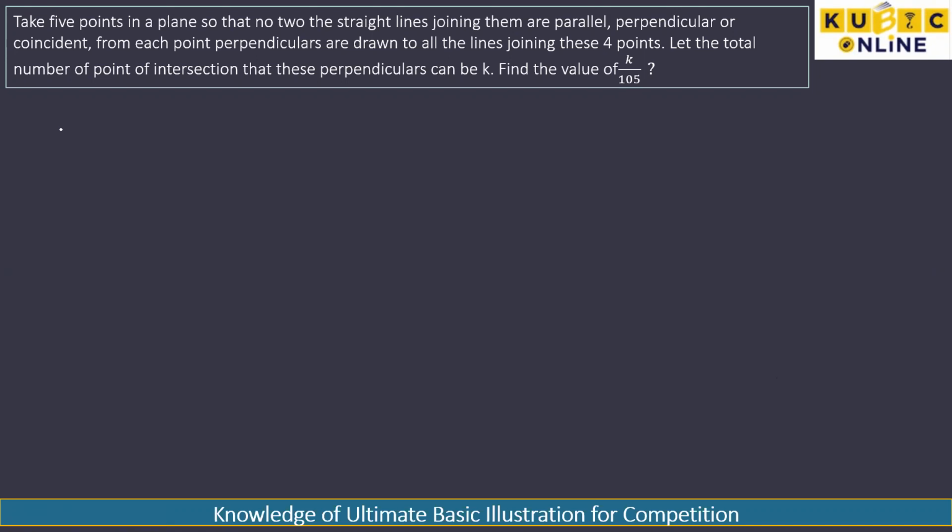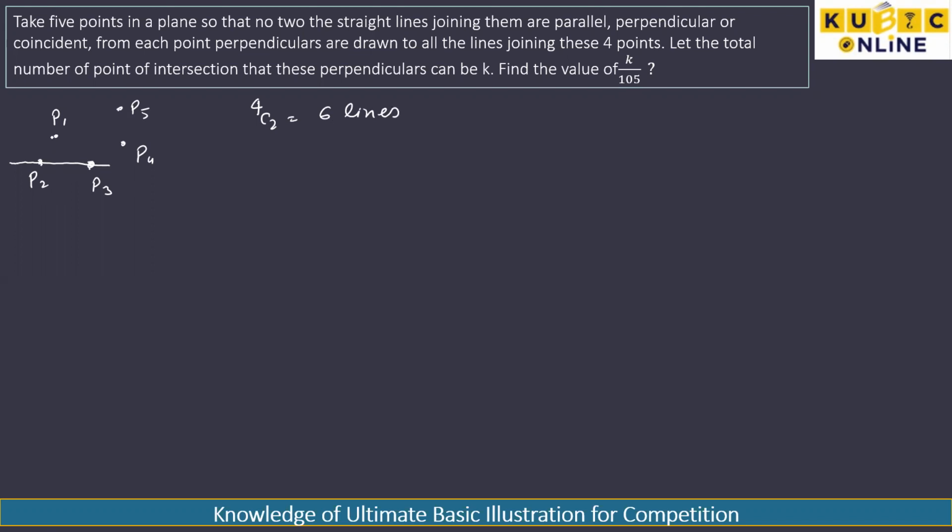Let us say that the 5 points will be P1, P2, P3, P4 and P5. So we have to find the total number of points of intersection of altitudes. So we can get this line joining P2 and P3, and if you draw a perpendicular from P1, we get a point of intersection. So first we have to find the total number of lines joining the points. The total number of lines joining 4 points will be 4C2 lines, that is 6 lines.